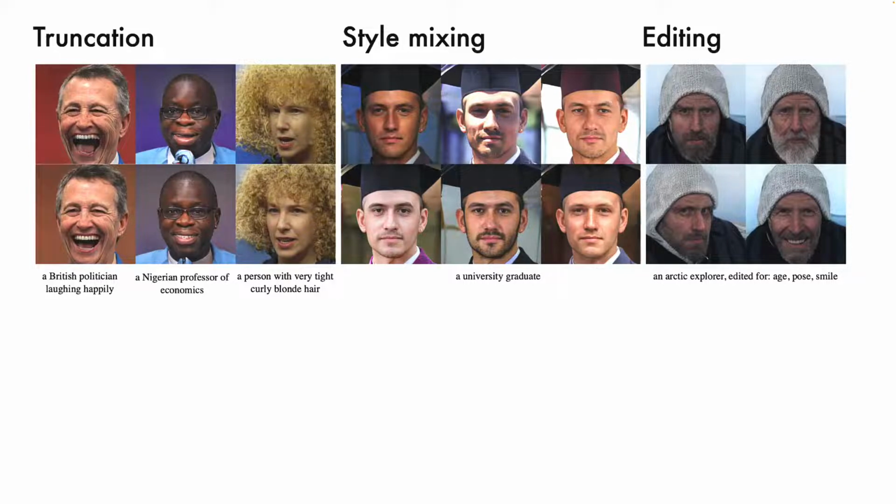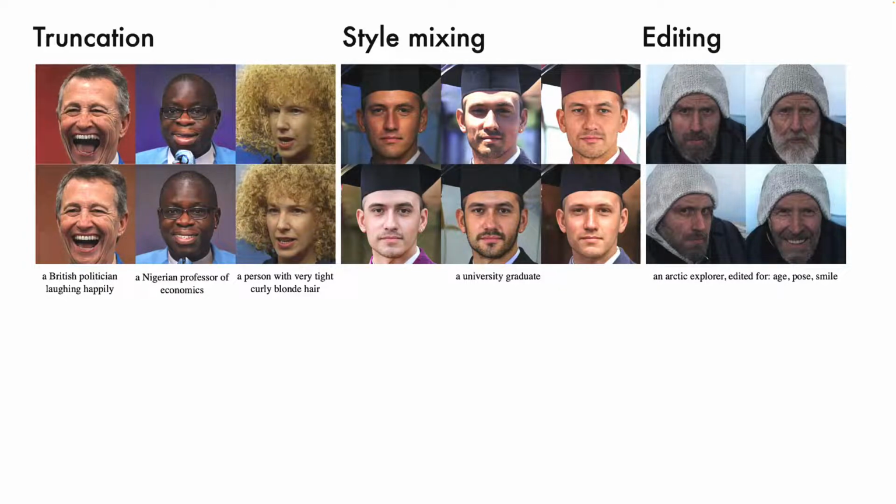And finally, we can use all the well-known StyleGAN editing methods in order to change our generated image. So on the right, you can see a generation for an Arctic explorer, where we've applied edits for age, pose, and smile presented in the InterFaceGAN paper, and you can see these are represented well in the final outputs. This is an important point because editing will not necessarily work smoothly.